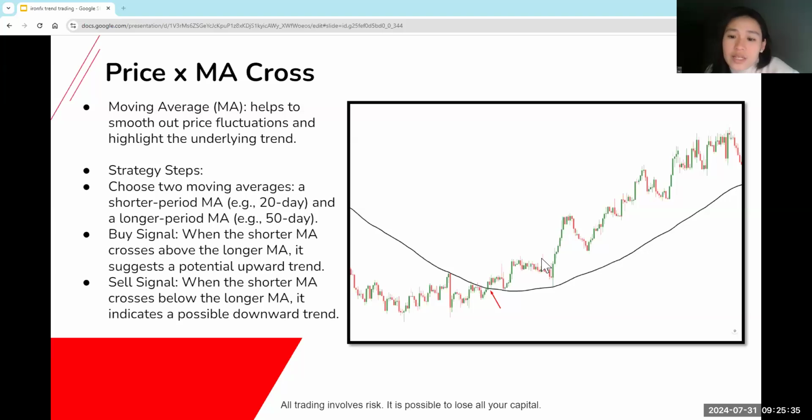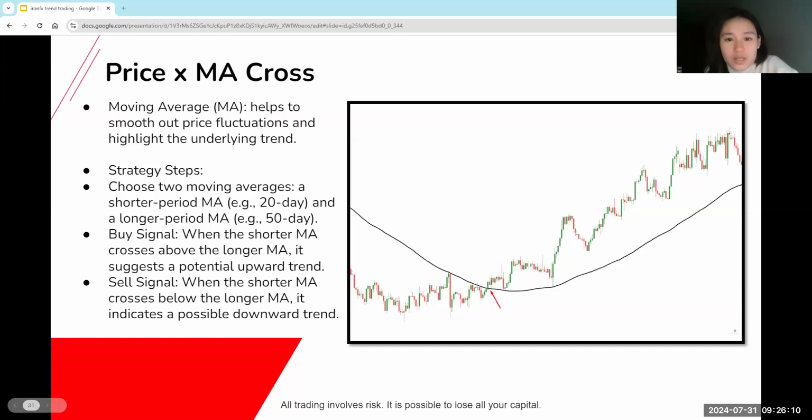Since this strategy works better in trending markets, it might produce false signals in choppy or sideways markets. So that's why it's important to consider other things as well. If you're looking at stocks or forex currencies, you look at your fundamental analysis as well as different market conditions before making your trading decisions.